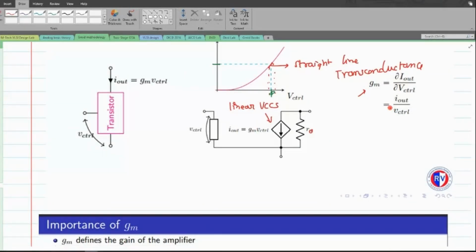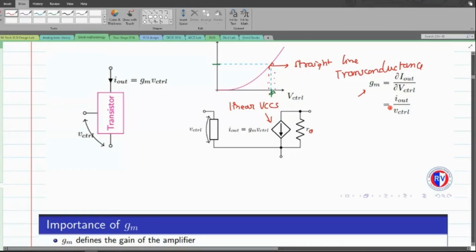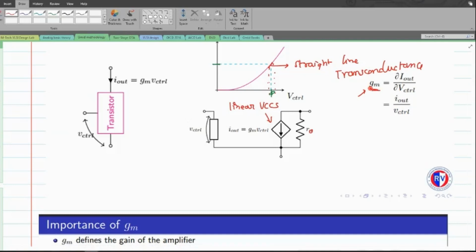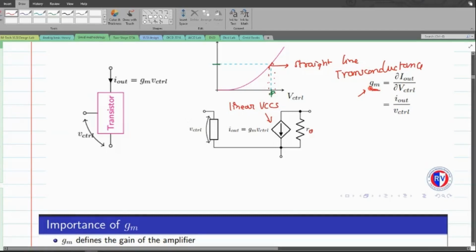So now, what is this GM over ID, or GM by ID, and why is it important? To answer this, we have to know the importance of the GM itself. I want to talk about what the importance of this GM is and what type of GM we are expecting, whether a small value of GM or a large value of GM out of the circuit.